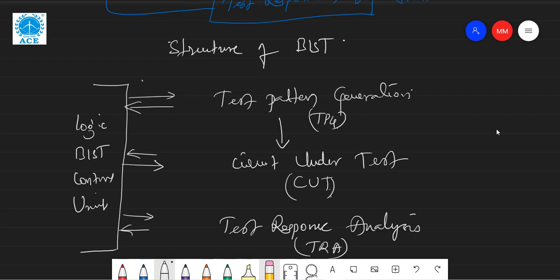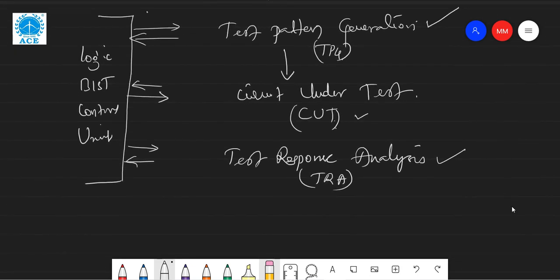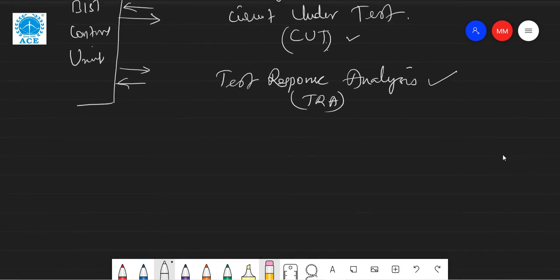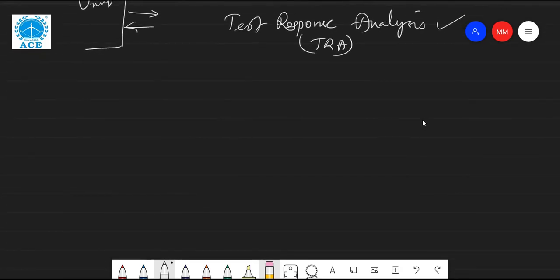So for a given circuit, we need to generate the test pattern. Then next stage, here also we have a number of different components in between, like mux and gates. Next is circuit under test. Finally, we need to go for the test response. Next we will see test pattern.